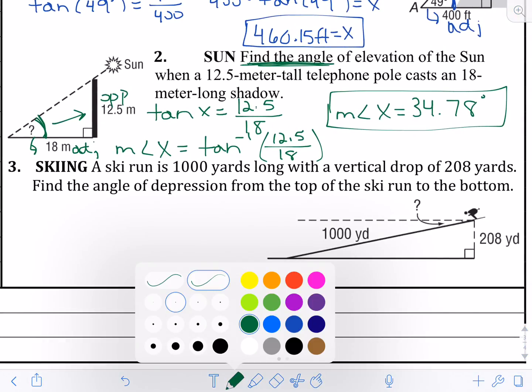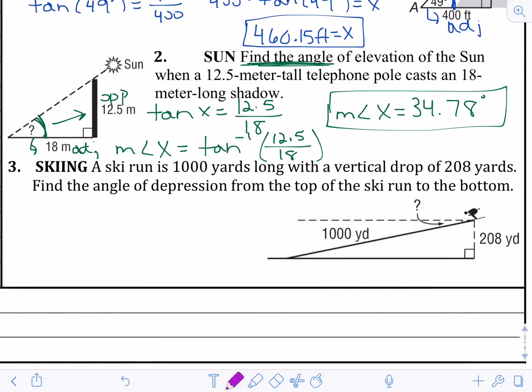All right, the last one that we're going to do says a ski run is 1,000 yards long with a vertical drop of 208 yards. Find the angle of depression. So this is what we're going to find. So again, anytime we have to find the angle, we're going to use inverse. From the top of the ski run to the bottom, here is the easiest way to do this. If you can find this angle in here and then do 90 minus whatever you get for this angle, that will give you your angle of depression.